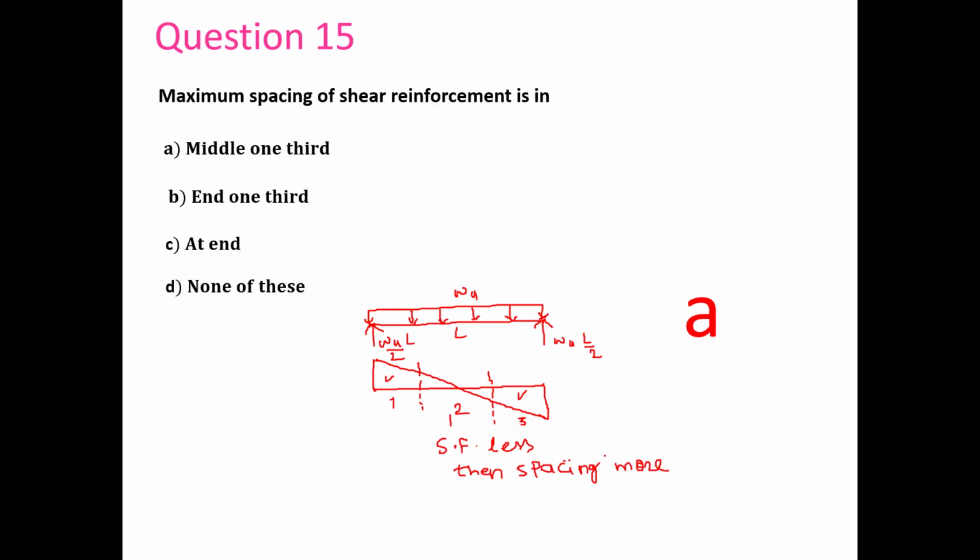Means shear reinforcement required is less. Whereas in these two portions, which are the first one third and last one third, shear force is large. So shear reinforcement required is more, so we have spacing less. So that is most important, where we require shear reinforcement large.